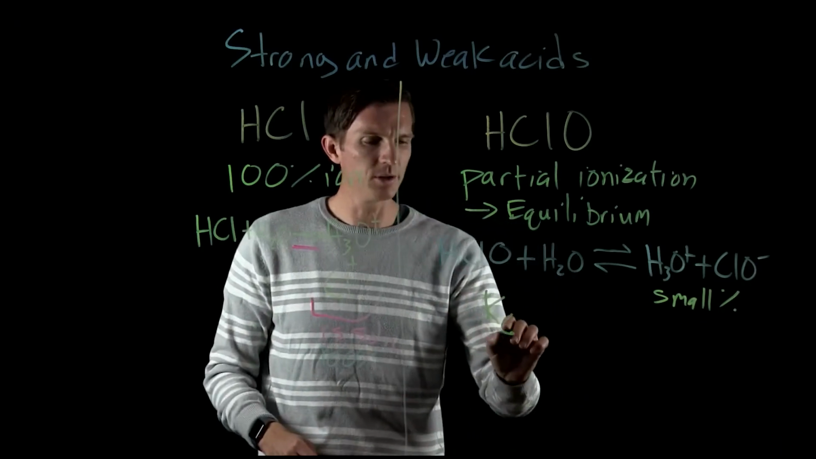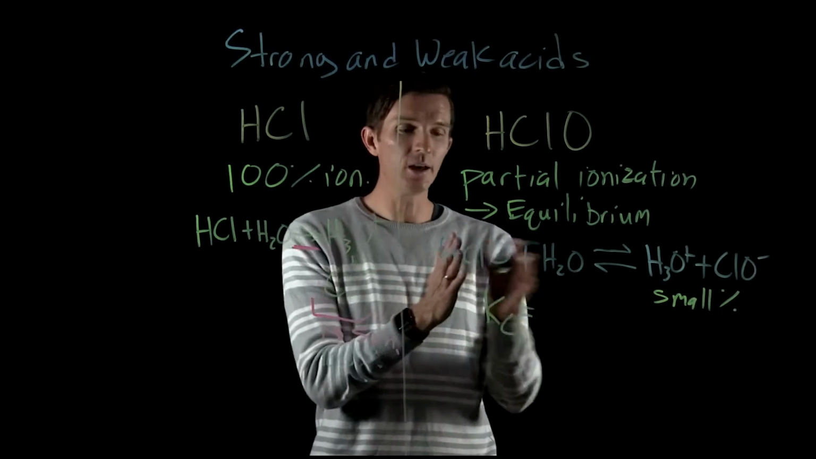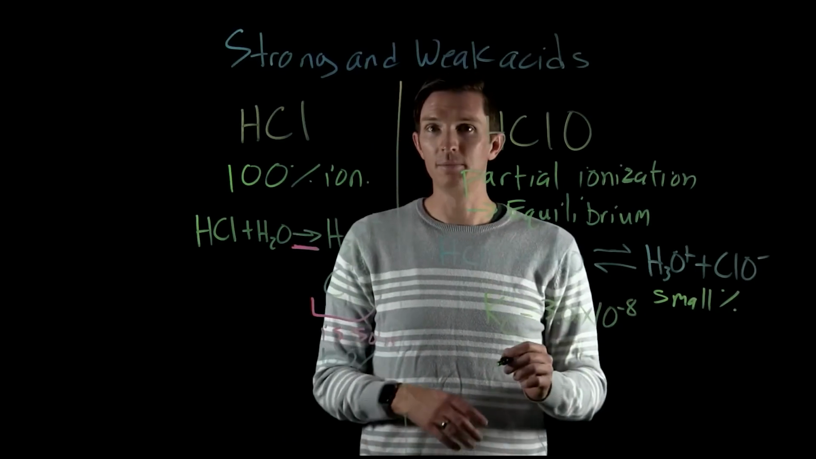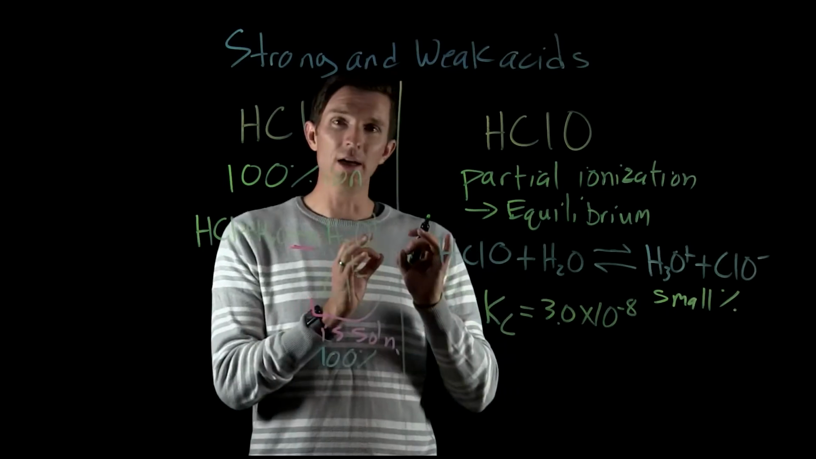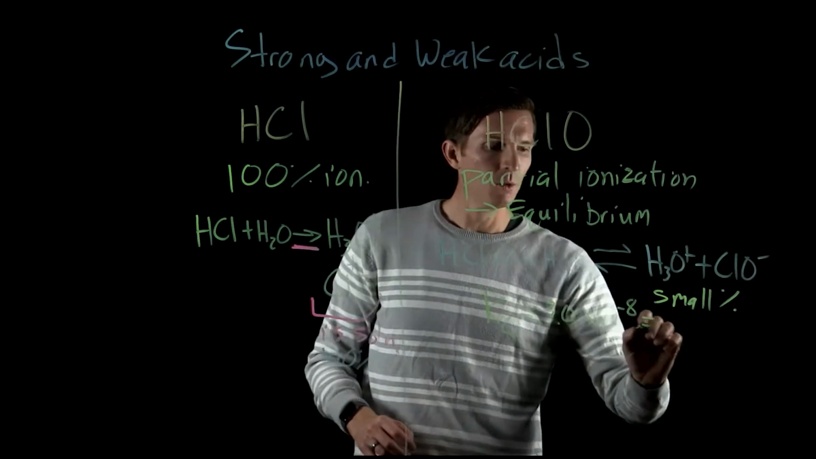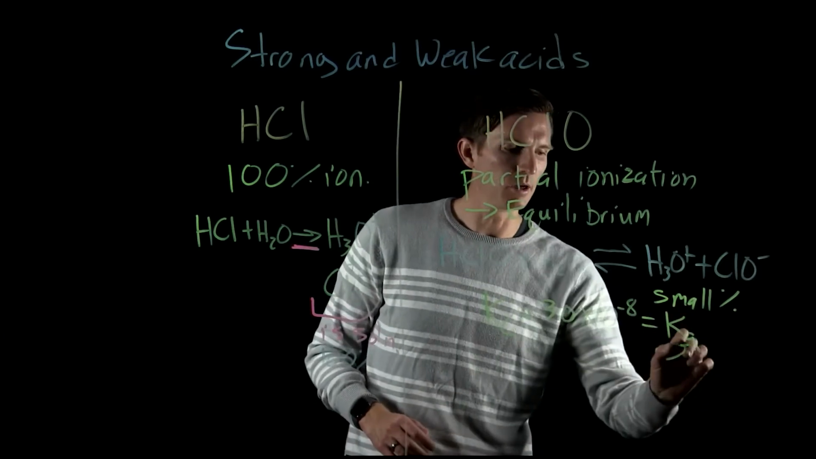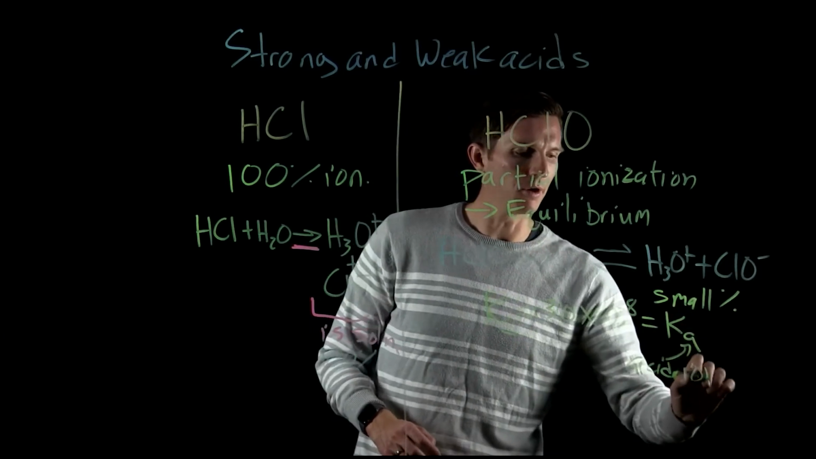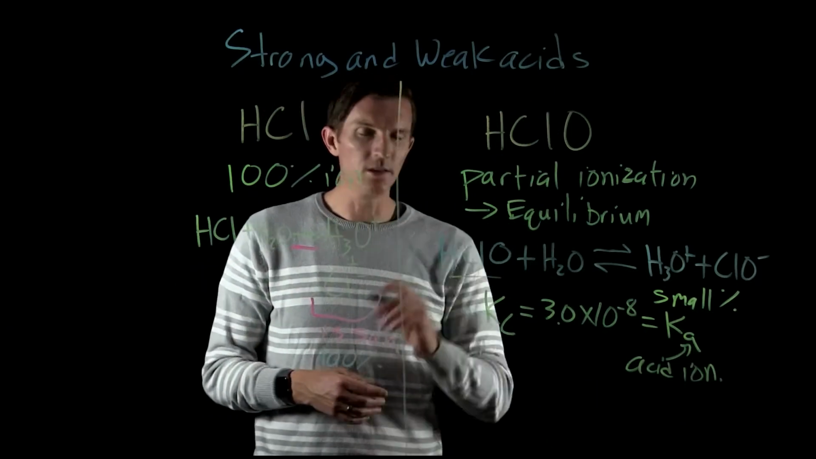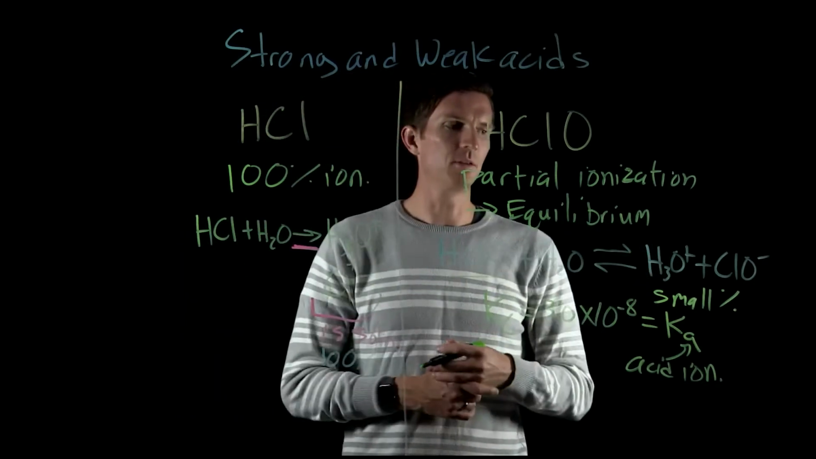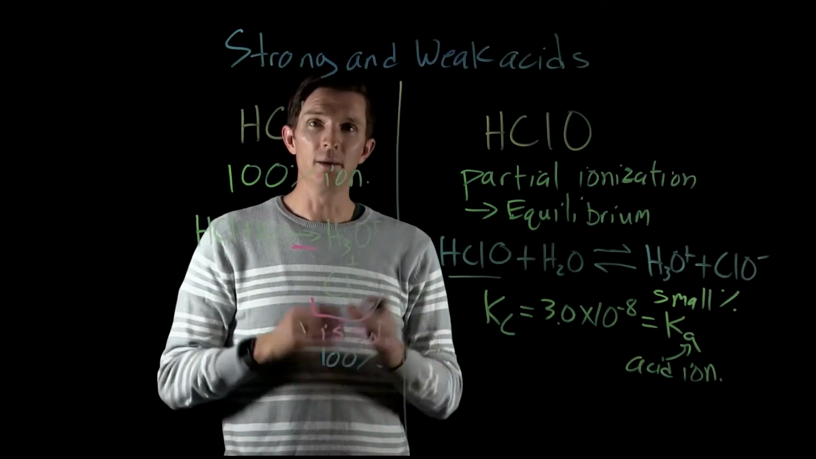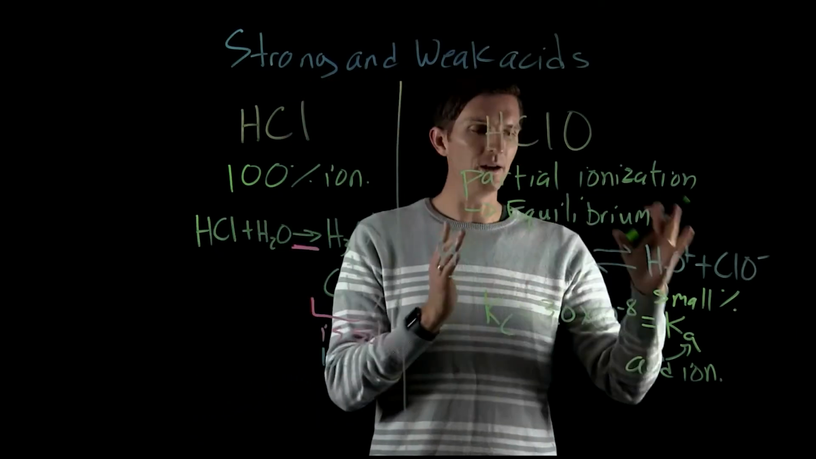Well, if we talk about our equilibria, we talk about a Kc value. The Kc value for this specific reaction would be 3.0 times 10 to the minus 8. Now we're looking at a specific acid and the ionization reaction that it undergoes. We can also call this Ka, and that would be for acid ionization. So this is the acid ionization for HClO: it reacts with water, donates a proton, gives us H3O plus and ClO minus.